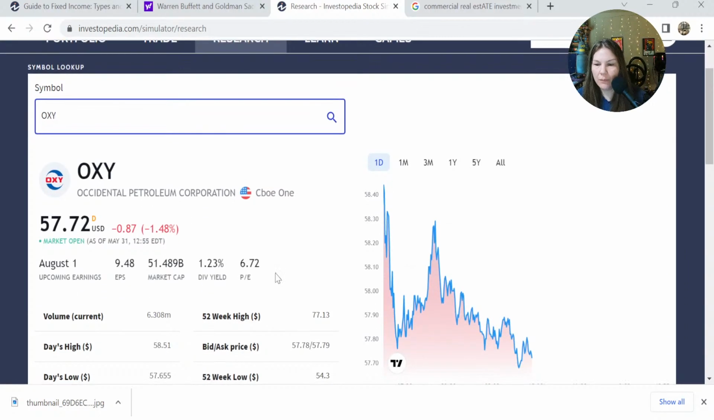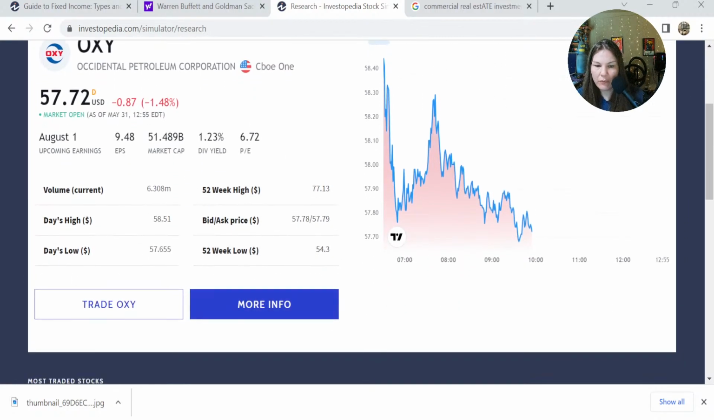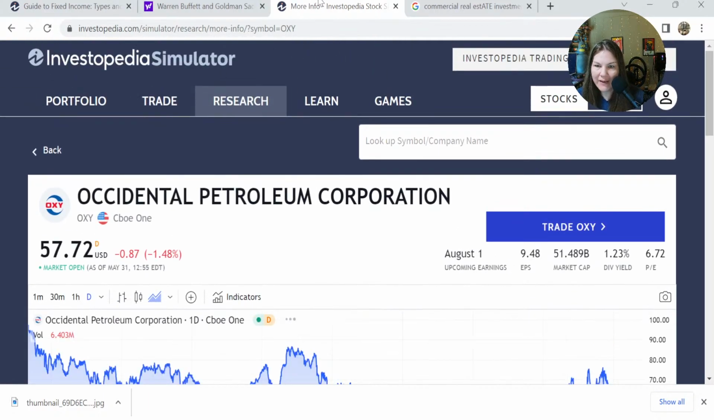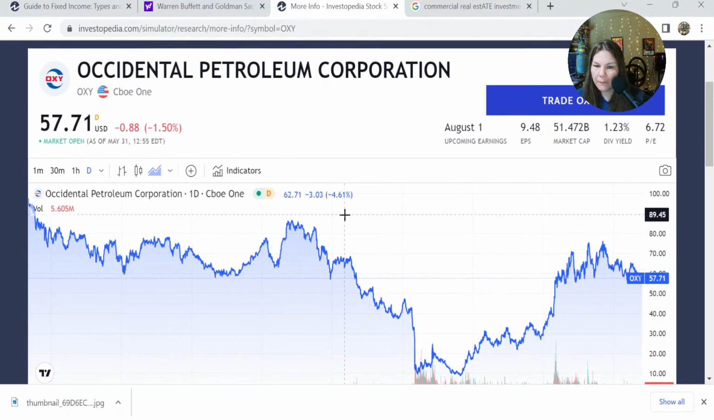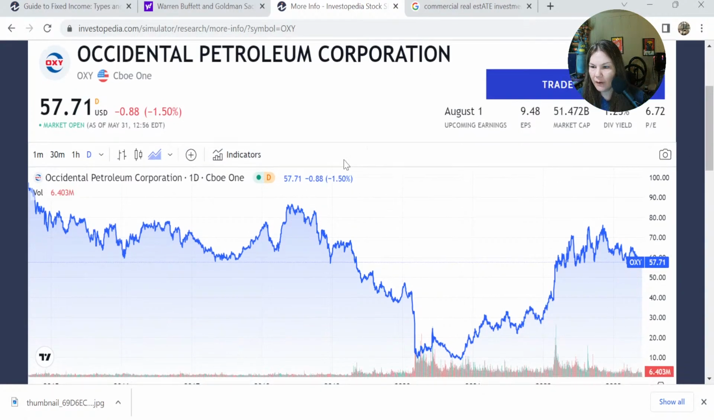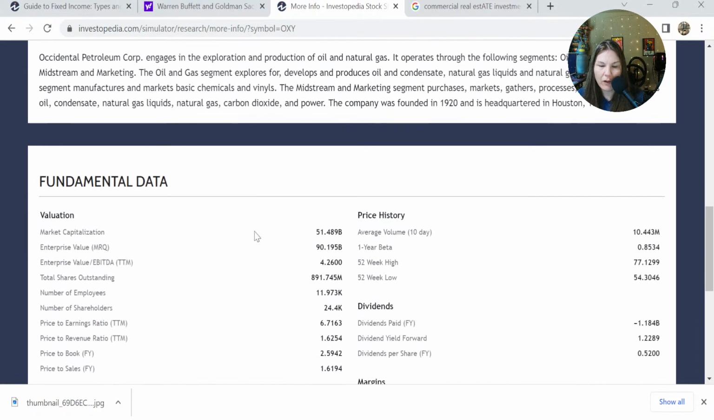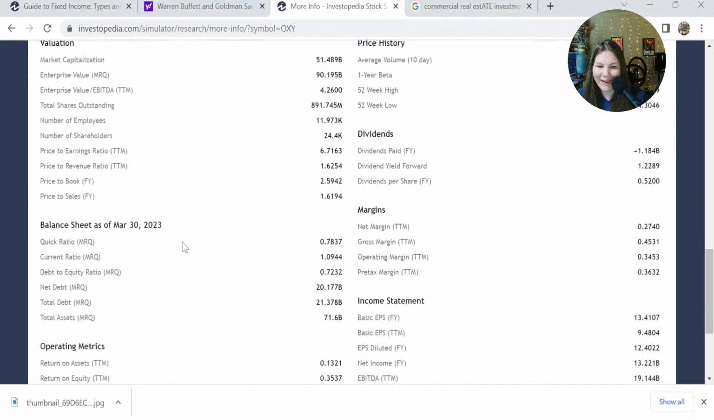Okay, so just showing you this really quick before we go. You can look at all the information here, guys. You could go into Investopedia Simulator and just look up information if you want. It has all the indicators right here, all of the information. And if you scroll down, it has a company profile, all the fundamental data that we would need to run any of the indicators, guys.